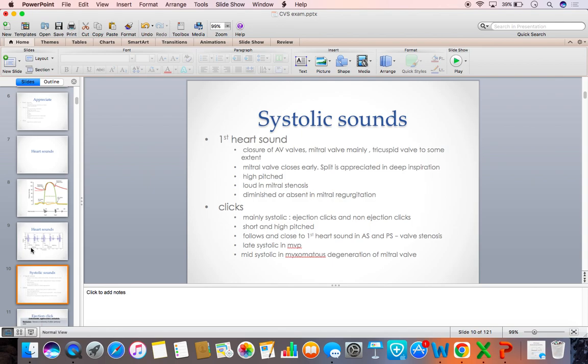Then clicks. Clicks are mainly systolic. They are again divided into ejection and non-ejection clicks. They are short and high-pitched, and follow the first heart sound. Especially appreciated in aortic and pulmonary stenosis of mild to moderate degree, with the leaflets being pliable.